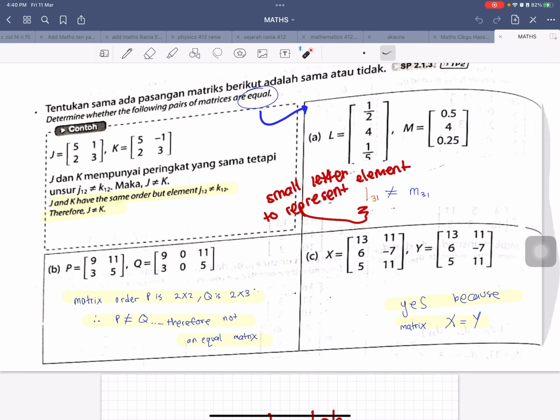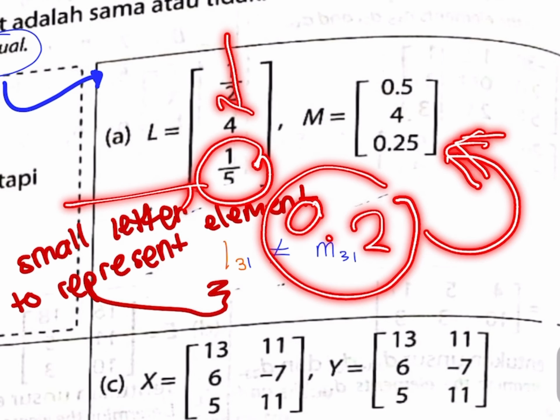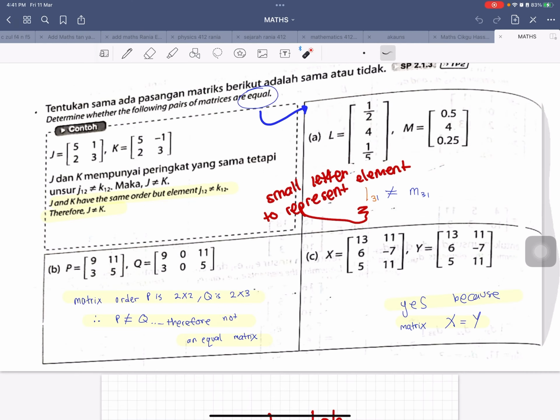Look, this one is not equal. Why? Because the value of row 3, column 1 here is 1 over 5. 1 over 5 is 0.2. But this one, same row, same column, is 0.25. So therefore, they are not equal matrices.